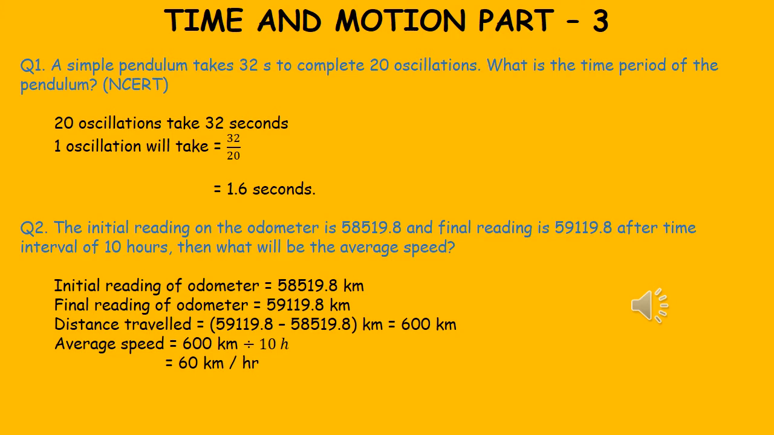Now, initial reading and final reading are given. So by subtracting the initial reading from the final reading, we can get the distance travelled. That is 600 km. Now we know that speed is equal to distance by time. So 600 km divided by 10 hours will give us 60 km per hour.